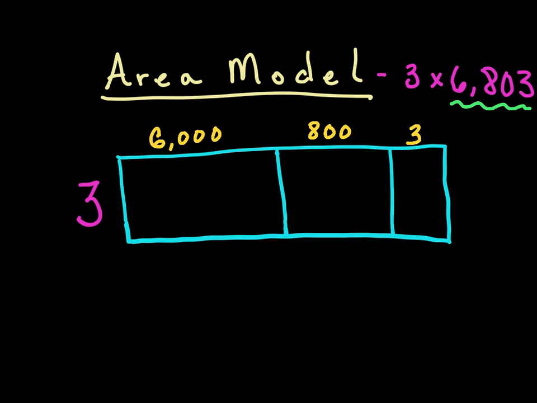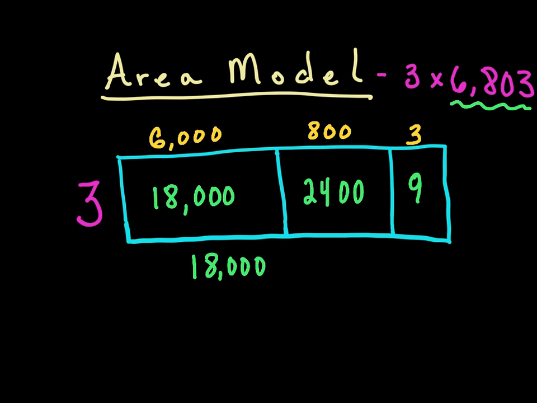3 times 6 is 18 with 3 zeros. 3 times 8 is 24 with 2 zeros. And 3 times 3 is 9. So if we add up our partial products here, we're going to get 9 ones, 0 tens, 4 hundreds, 10 thousands, and 2 10,000s. So we have an answer of 20,409 using the area model.